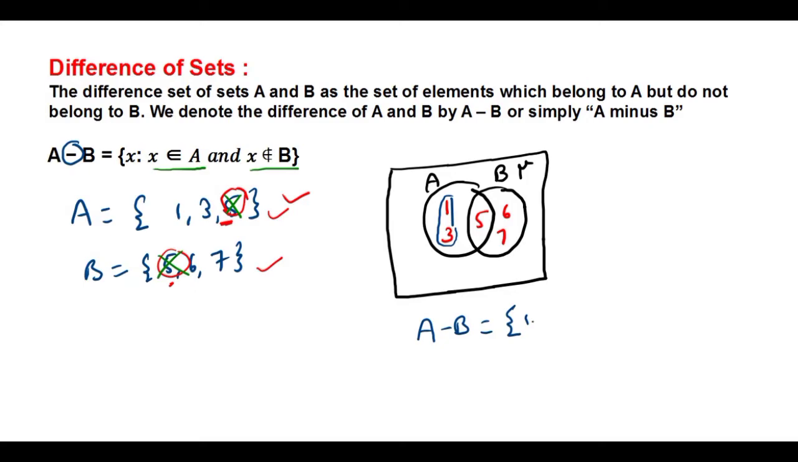So generally how we write while writing an exam, the common element should get cancelled and the remaining element from the first set. Because in A minus B, the first set is A. So after cancelling the common element, the remaining element we should get from A, that is A minus B.